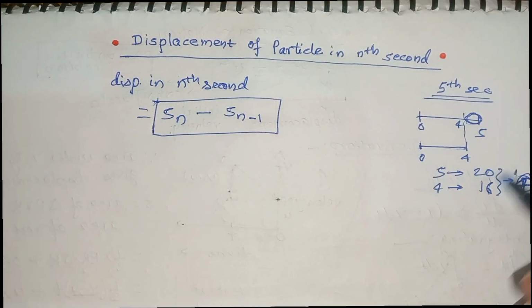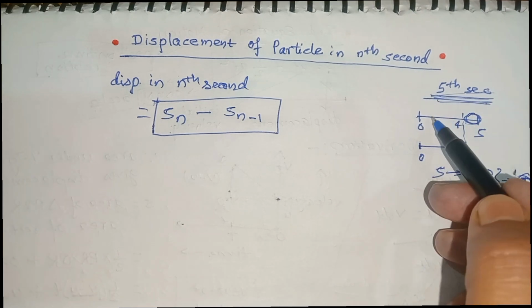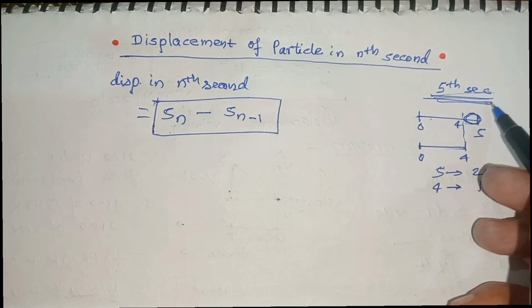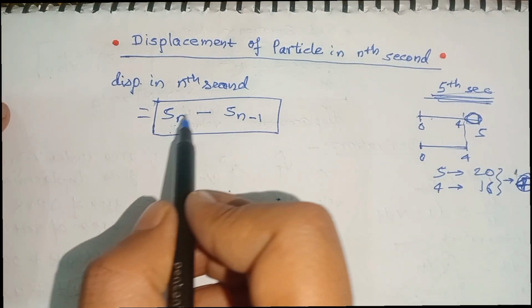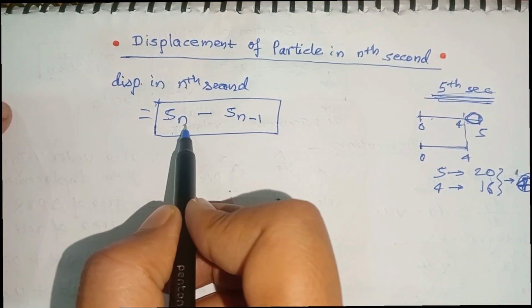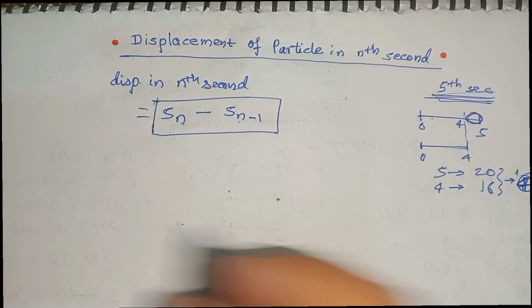In this way we can understand: distance traveled in the 5th second means distance traveled in 5 seconds minus distance traveled in 4 seconds. Similarly, the nth second means distance traveled in n seconds minus distance traveled in n minus 1 seconds. Okay, let us calculate this.